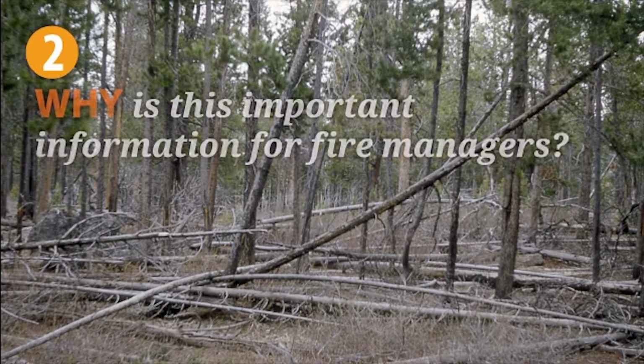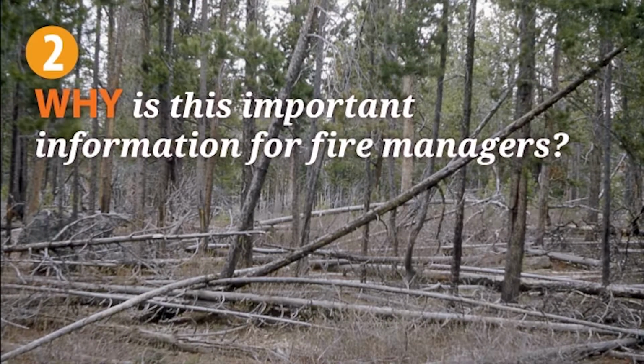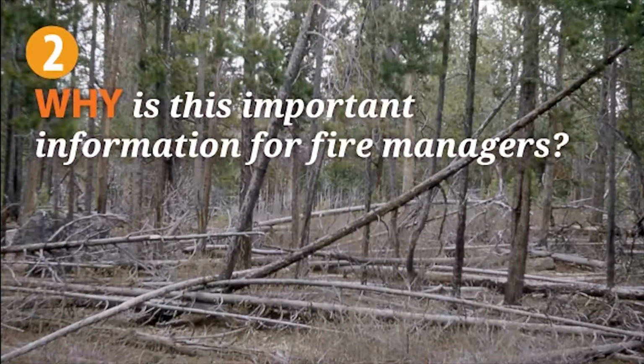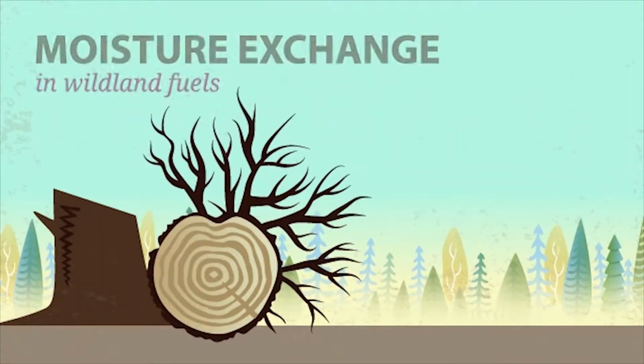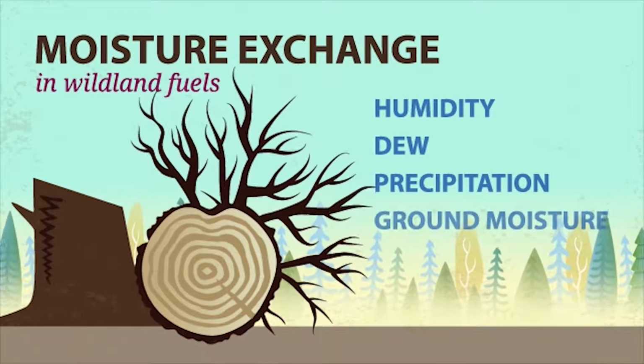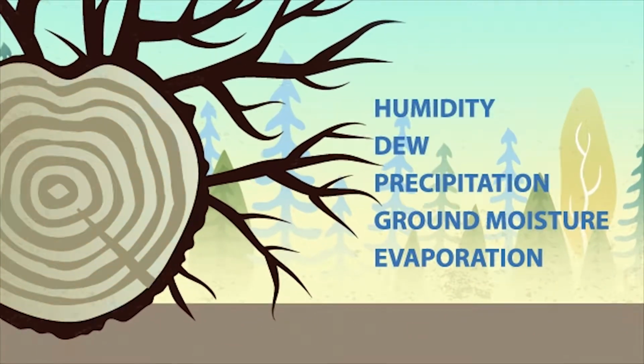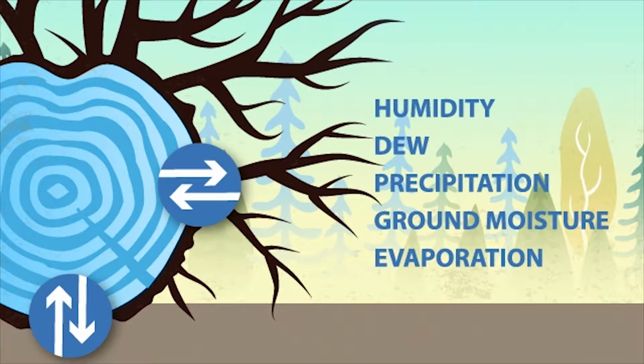2. Why is it important information for fire managers? Dead vegetation is critical in determining fire potential. Unlike live fuel, dead fuel responds solely to ambient environmental conditions and is highly susceptible to daily changes in moisture content levels. Dead fuel cells can absorb water vapor from the air and absorb liquid water in the form of dew or rain. Dead fuel loses water through evaporation when the atmosphere is drier than the fuel.